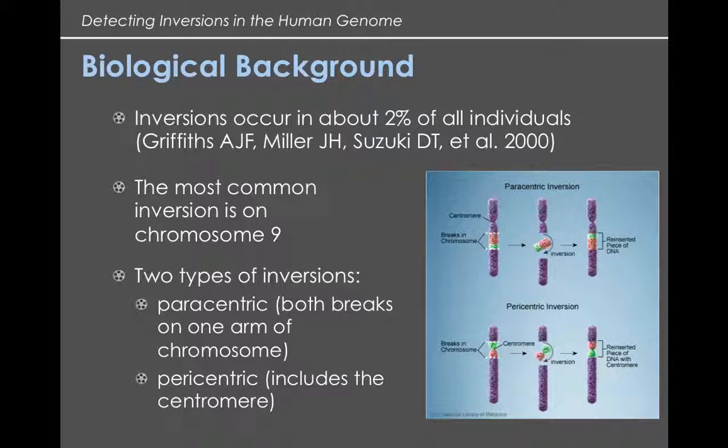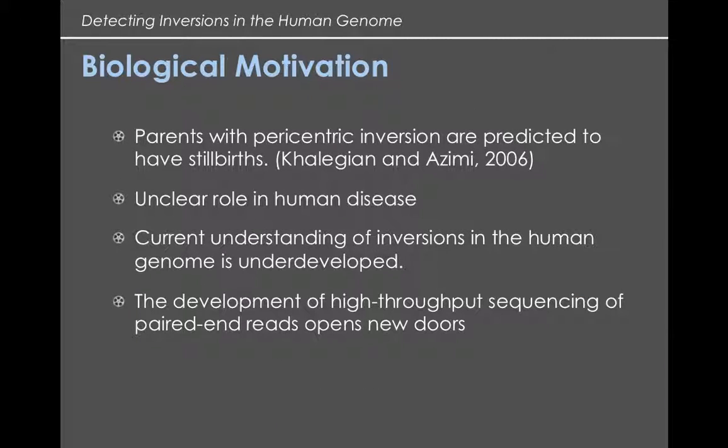There are two types of inversions. There's paracentric, which happens on one arm of the chromosome, and there's the pericentric inversion, which includes the centromere. In individuals that have a pericentric inversion, their children are more likely to have a deletion-duplication chromosome, and that results very often in stillbirths. However, for the most part, inversions have a very unclear role in human disease, and we have yet to understand how much these inversions affect disease.